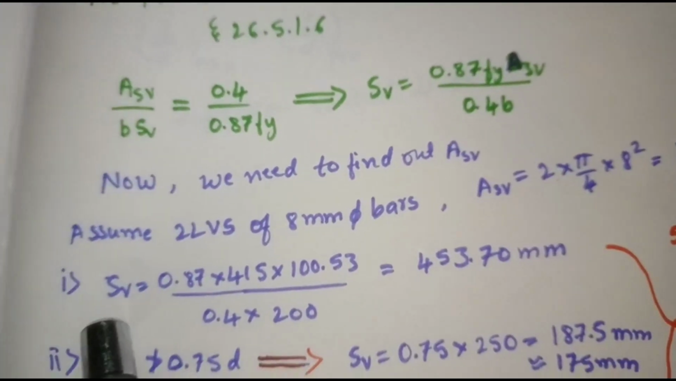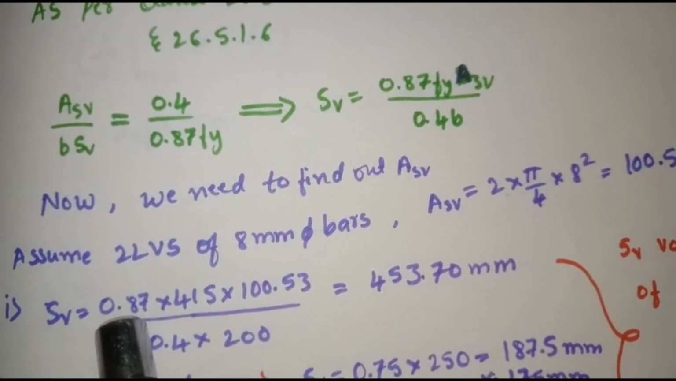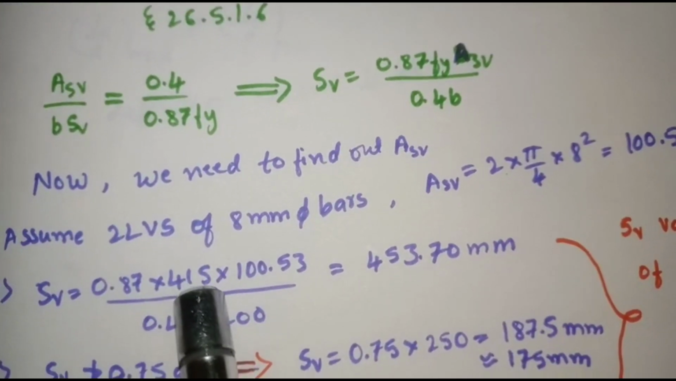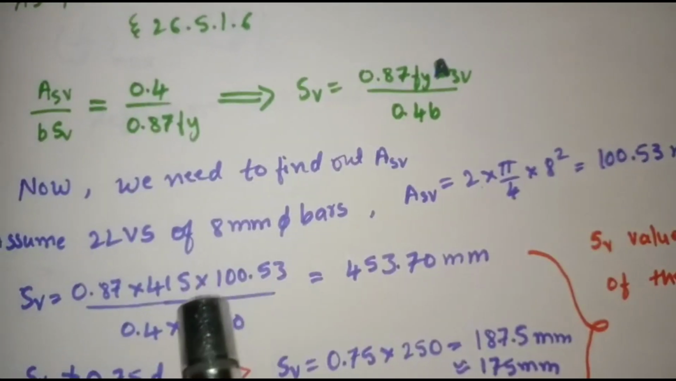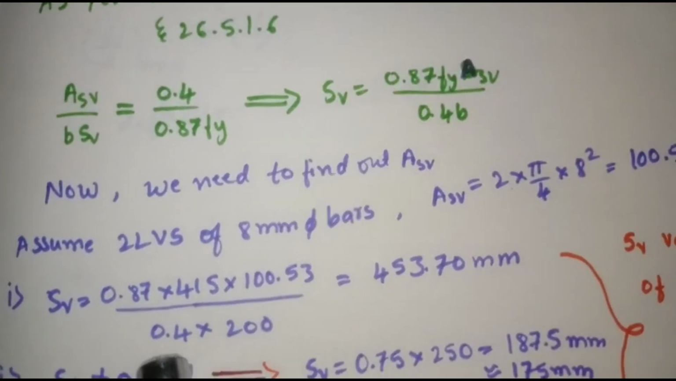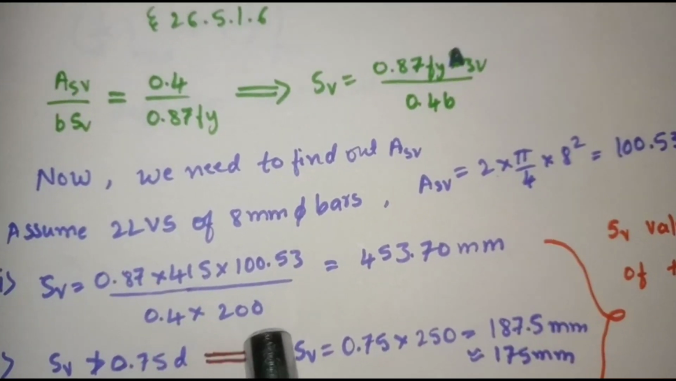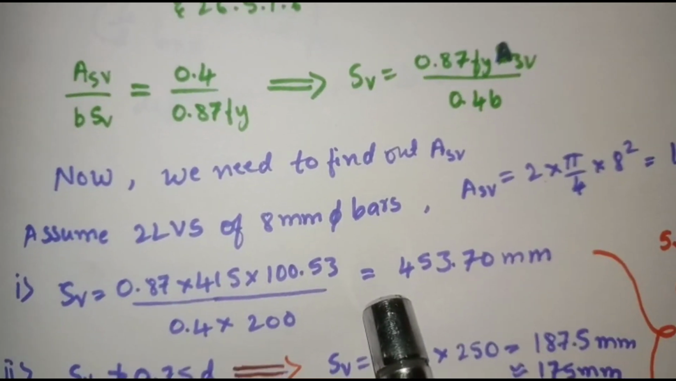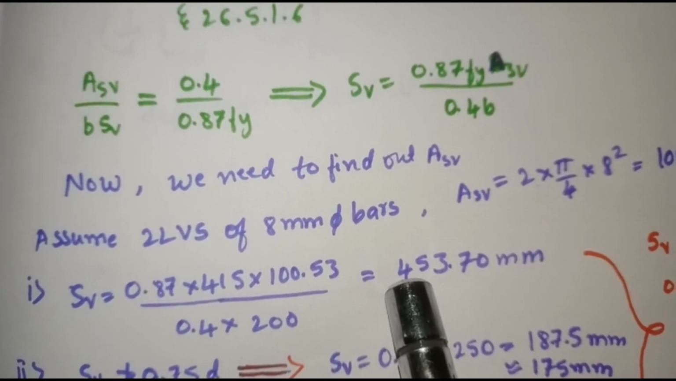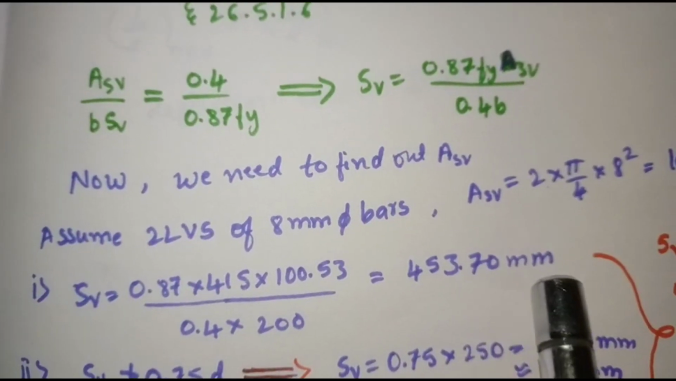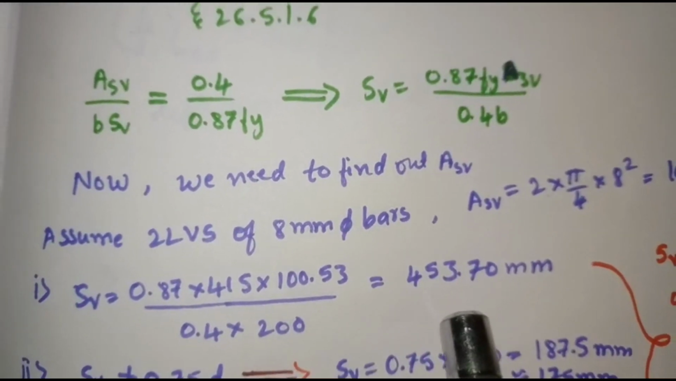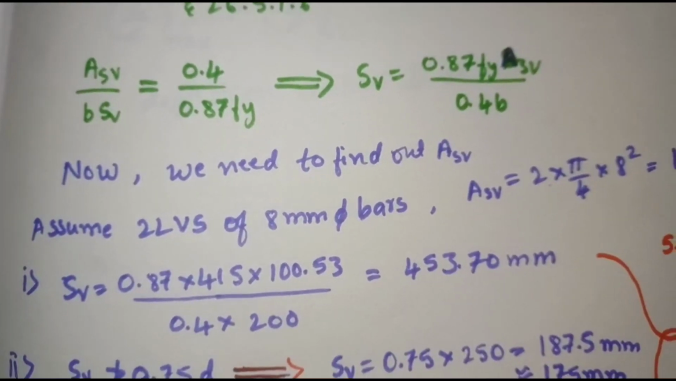So now substitute ASV value in this equation. SV is equal to 0.87, our Fy is 415, our ASV which we have got is 100.53, divided by 0.4 into B value, which is 200 mm. So substitute all the values and simplify this, we'll get our SV value as 453.70 mm. So this is the first criteria.